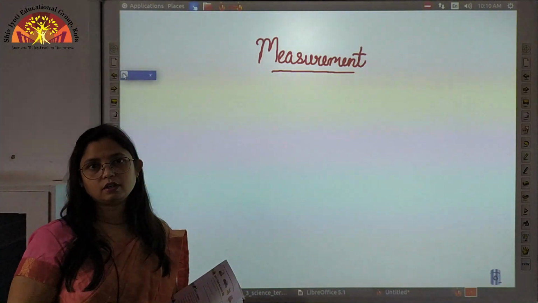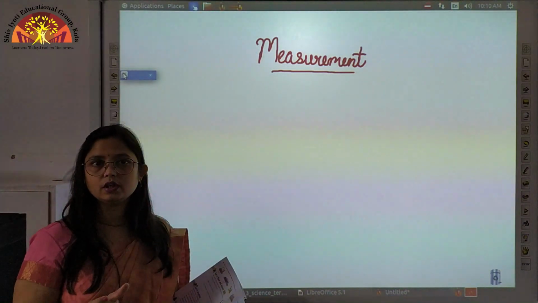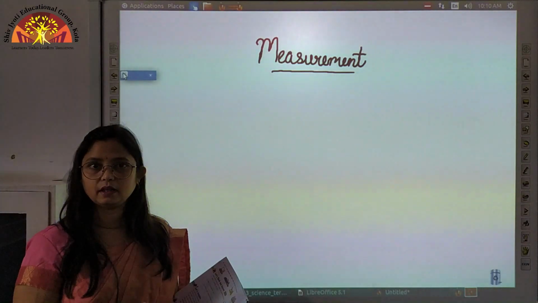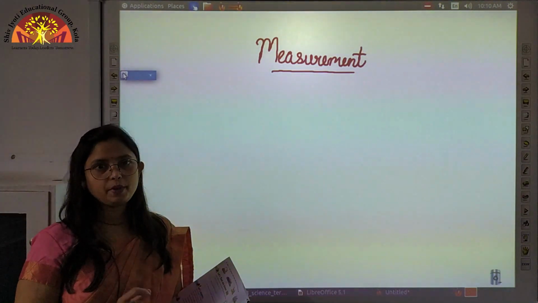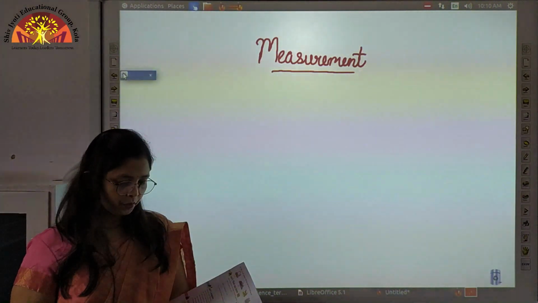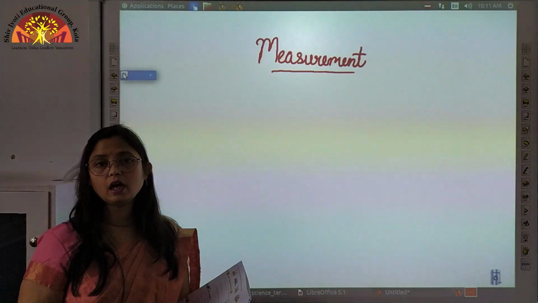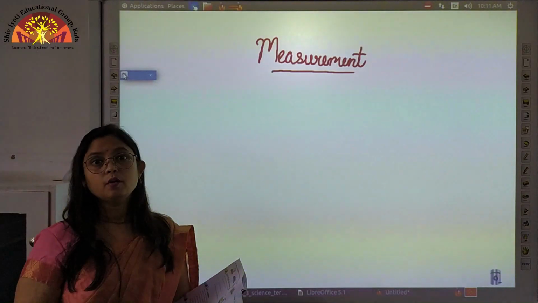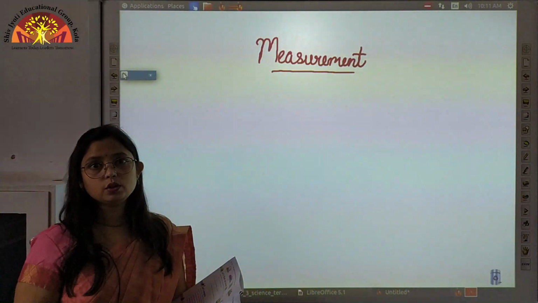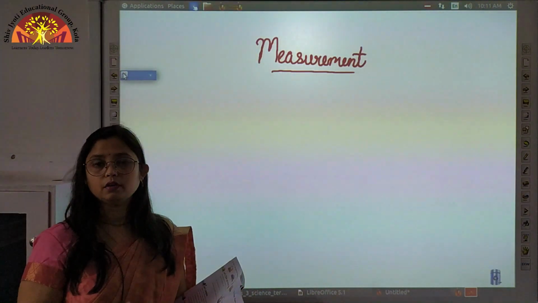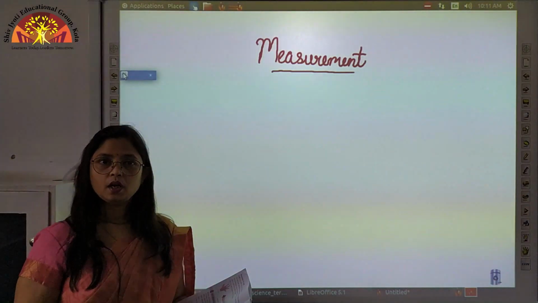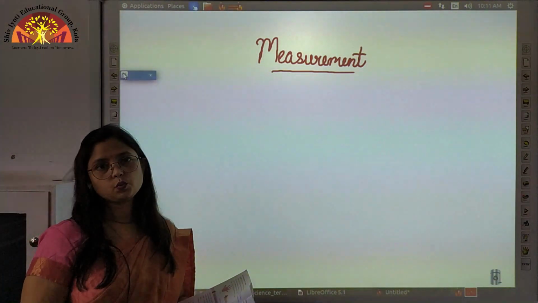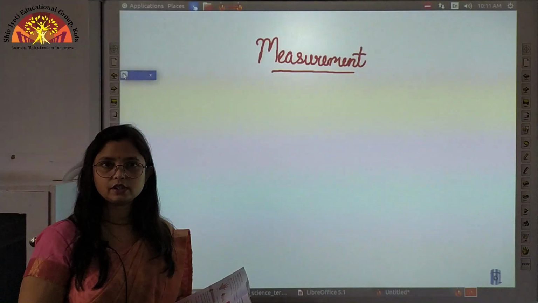So, for measuring different things, there is a term which is called measurement. So, children, measurement here is the process of finding out the size or amount of something. By measuring things, we can know the size or amount of the required things. There are various quantities which need to be measured in everyday life.